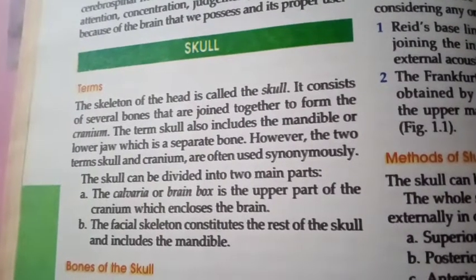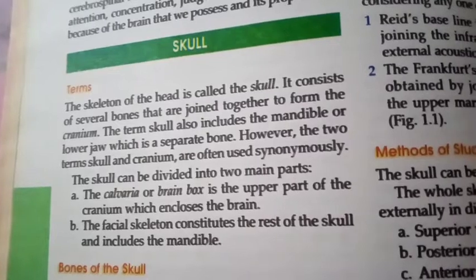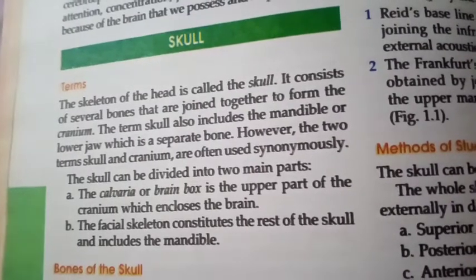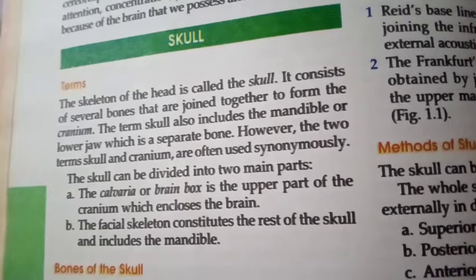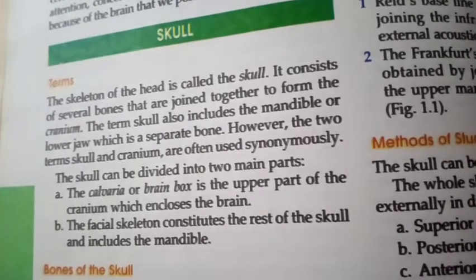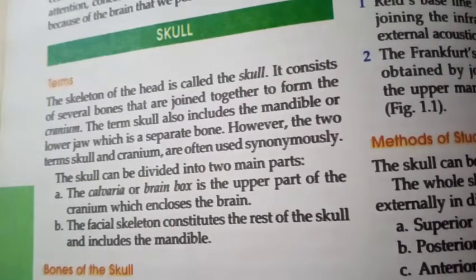Today our topic of discussion is the skull. The skeleton of the head is called the skull. It consists of several bones that join together to form the cranium. The term skull also includes the mandible, or lower jaw, which is a separate bone.